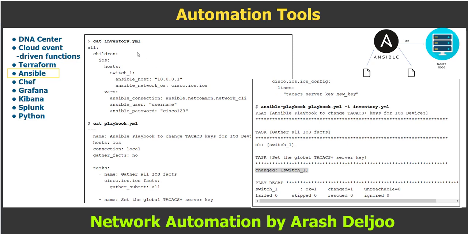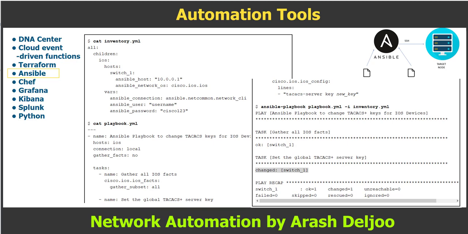Okay, here we can see this command, for example, cat inventory.yaml, and here we have this information: all, children, ios, host, switch1, ansible_host 10.0.0.1, ansible_network_os is cisco.ios, and about the variables: ansible_connection ansible.netcommon.network_cli, ansible_user, then username, and ansible_password is cisco123.